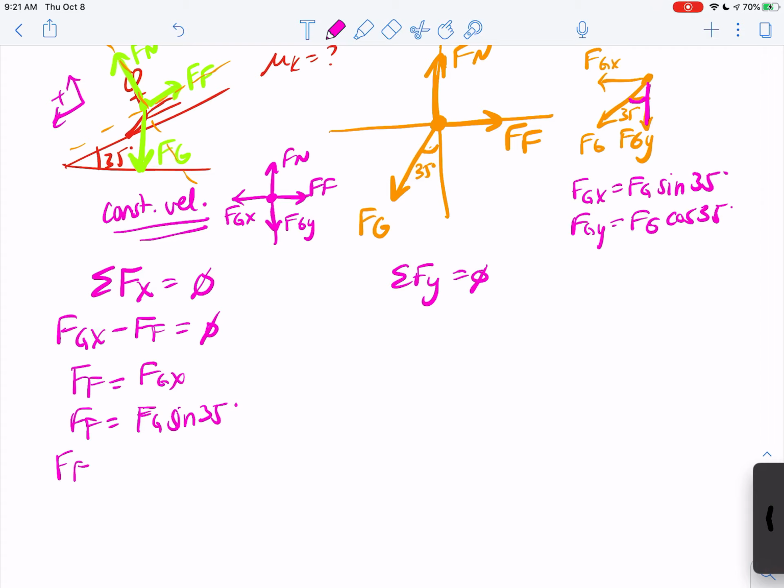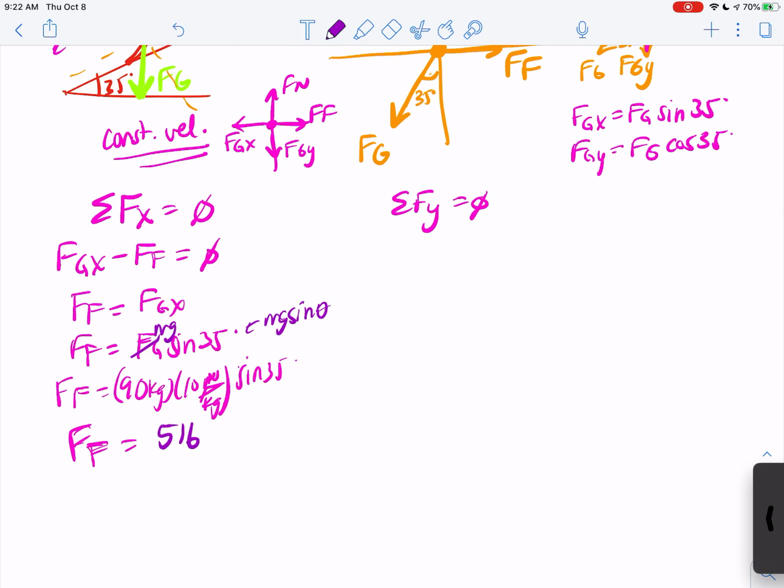Since they give me the mass of the skier, I'm going to go ahead and just find the weight. I'm just going to get a number here, although you can leave this as mg sine 35, or mg sine theta if you're leaving it in all variables. So then 900 times sine 35. Make sure you're in degrees. 516.2, whatever, that.